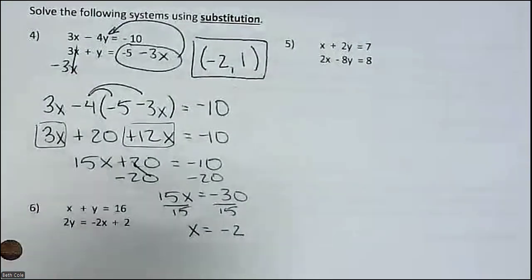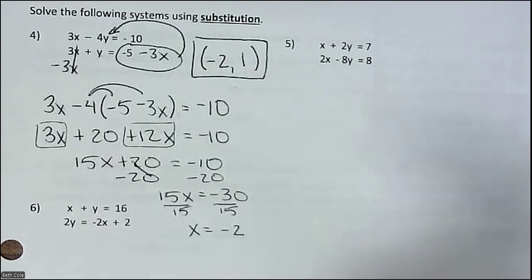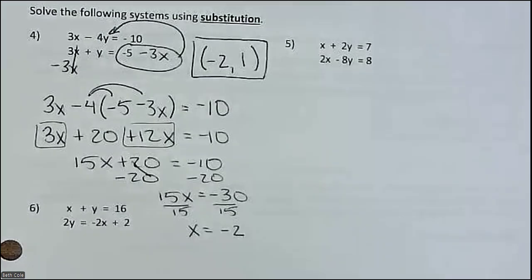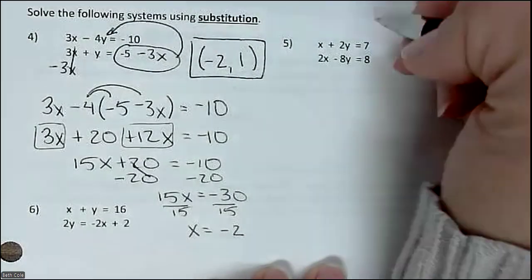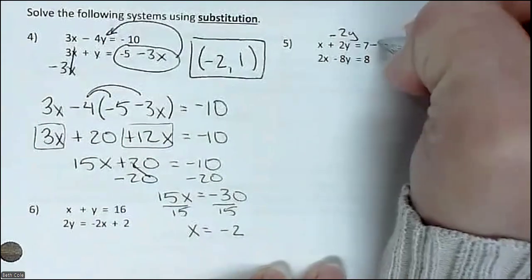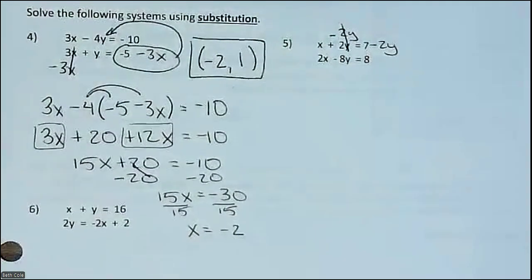Look at number 5. Which variable, x or y, is going to be easier to get by itself? Do you see how x will be easier? X would be a whole lot easier. What would you do to get x by itself? Subtract 2y. And I'm not even going to rewrite it because the more times you rewrite something, the more likely it is you're going to make an error.